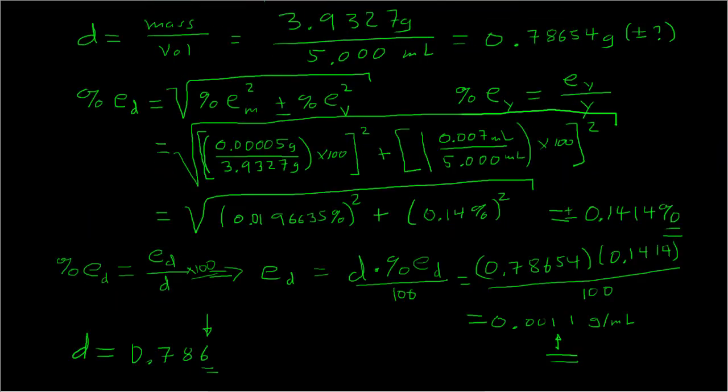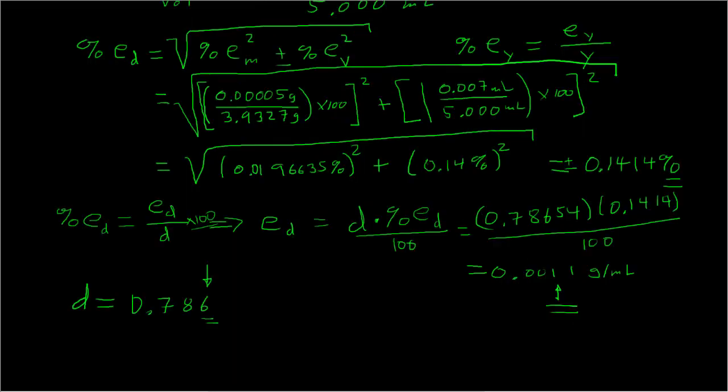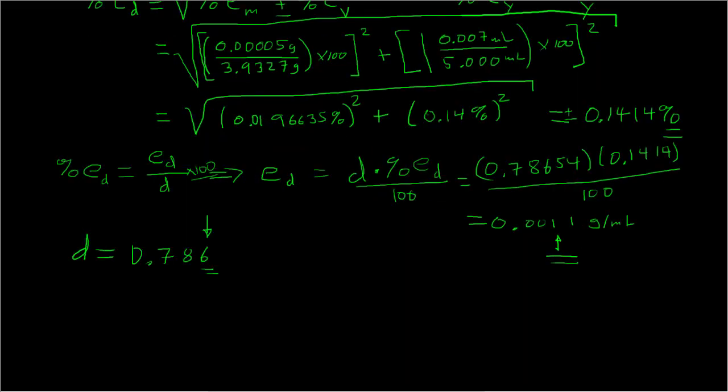Let's see, did I round it correctly? Okay, so it's 8654. And because this number is greater than 5, we're actually going to round up. So I'm going to change this 6, let's erase that, we're going to round it up to a 7. 0.787 plus or minus 0.001 grams per milliliter. There we go. So now we've got it expressed with its absolute uncertainty right here.